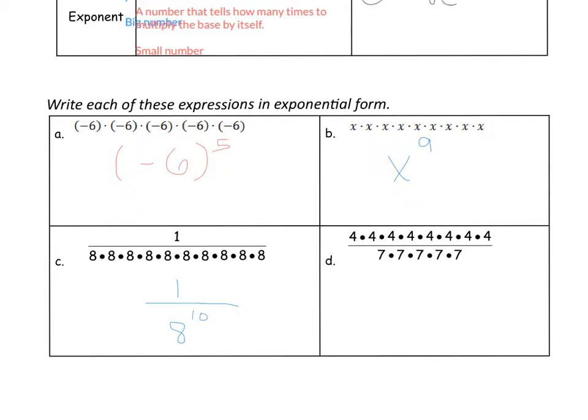For the last one, we have 4 over 7, and if we count it up, the 4 is written 8 times and the 7 is written 5 times, so it would be 4 to the 8th over 7 to the 5th. The reason this is exponential form is because we didn't calculate the value. All we did was state how many times the base was being multiplied by itself.